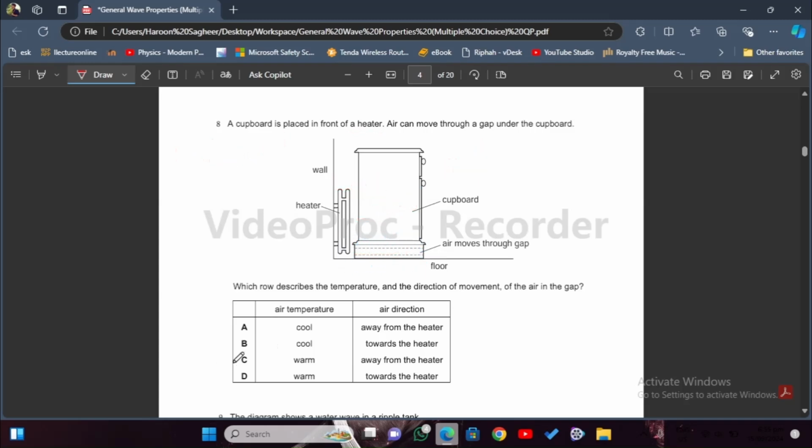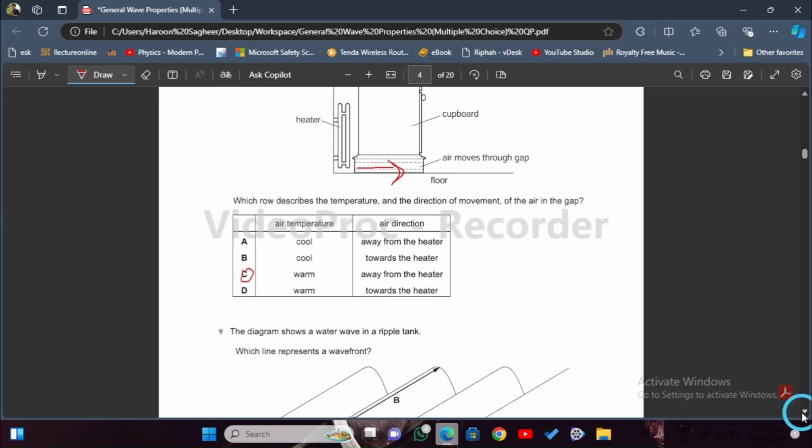So in all of these options, option C will be correct, because air temperature will rise, air will be warm, and all the heat will be traveling away from the heater. So that is how all the molecules will be traveling from hot to cold. So option C is correct.